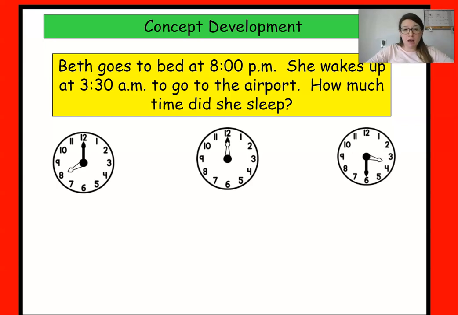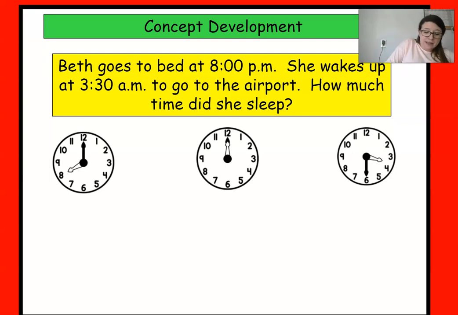Beth goes to bed at 8 o'clock p.m. She wakes up at 3:30 a.m. to go to the airport. How much time does she sleep? Let's start by going from 8 p.m. to midnight. So 8, 9, 10, 11, 12. That's 4 hours, so I'm going to pause there.